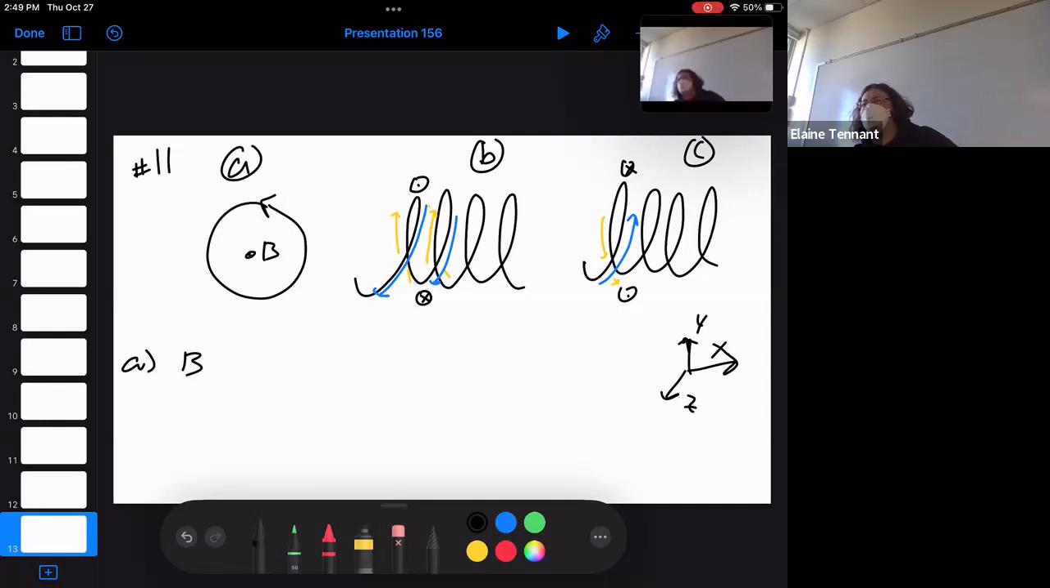So out of the board is the positive Z, right? Okay, positive Z. And then for B, I want to know the magnetic field right through the center of that loop. So choose any one of the single loops and do a right-hand rule on any single loop.